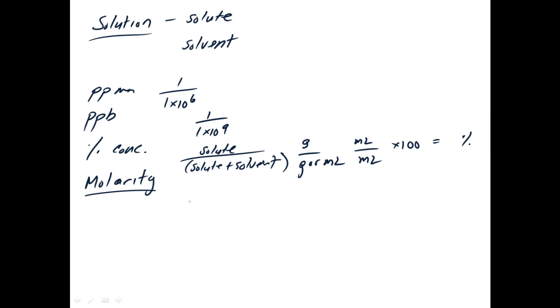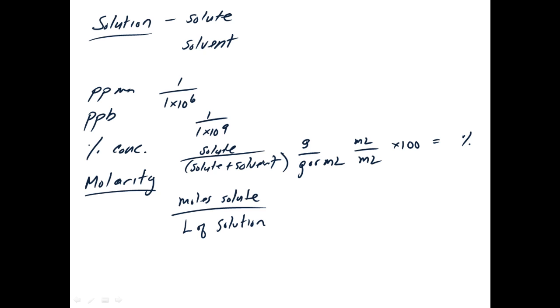So molarity is moles of solute per liter of solution. And the reason why chemists like this particular unit is because the moles translates very well into a balanced chemical equation where we have a certain number of moles of substance A reacts with a certain number of moles of substance B, and that forms a certain number of moles of substance C.